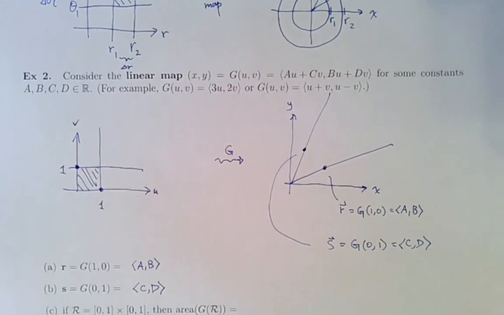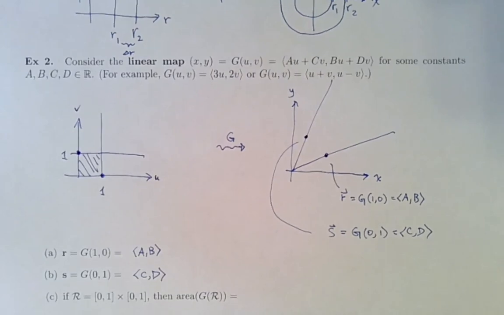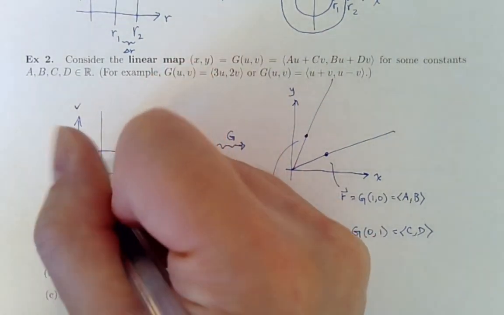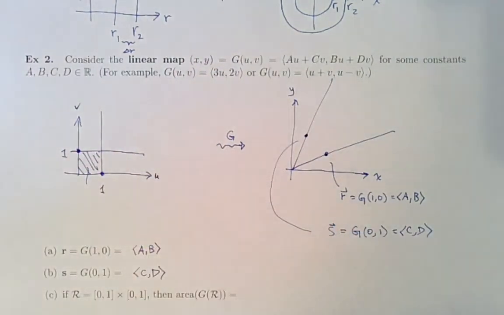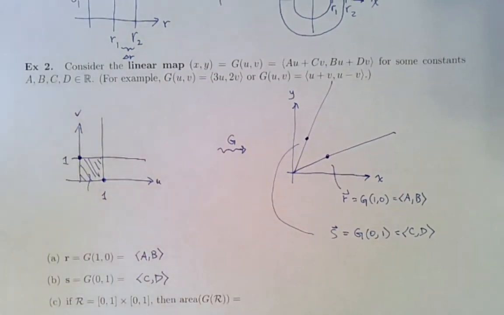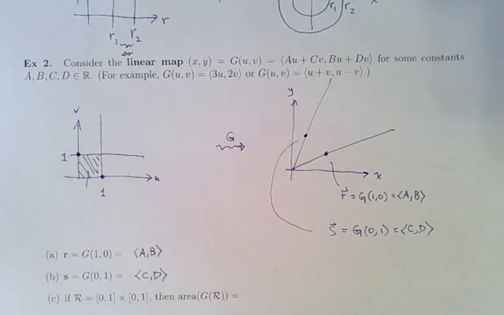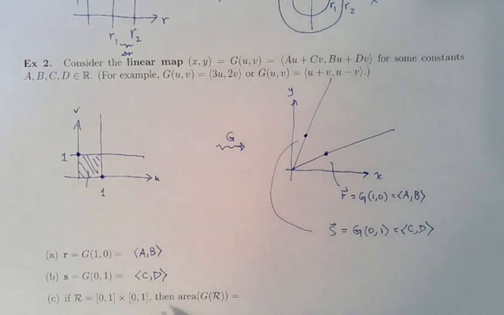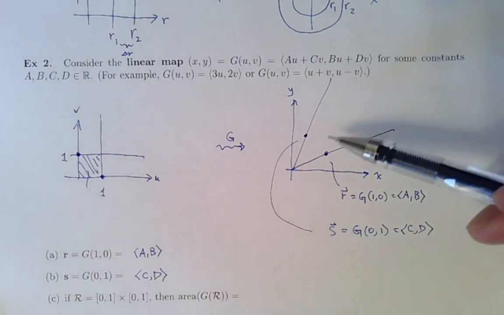And the next question, it says if R is this 0, 1 cross 0, 1 rectangle that I've labeled there. Okay. I don't want to label it as R because in the next question I label a different rectangle as R. Okay. So just bear in mind we're thinking about that shaded rectangle. What is the area of the mapped over region? So I need to draw out the mapped over region. Now let me draw it over here.